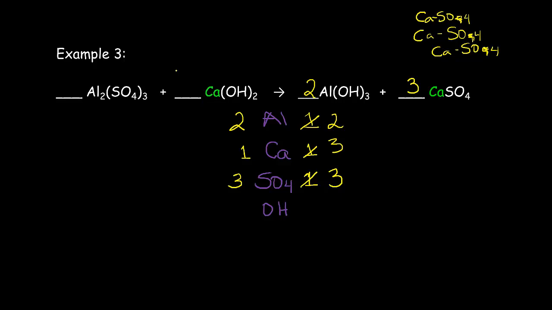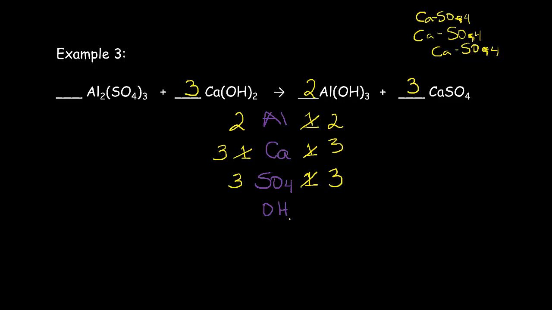So we need to come over here on the reactant side and make sure we have 3 calciums. So I'm going to put a 3 in front of the calcium hydroxide because that's the only place we can get calciums. That changes it to 3. Now lastly, we are balanced. Our aluminums, our calciums, and our sulfates are good.